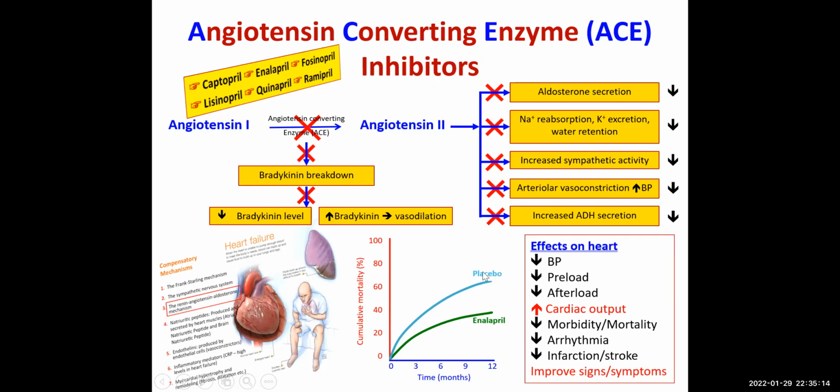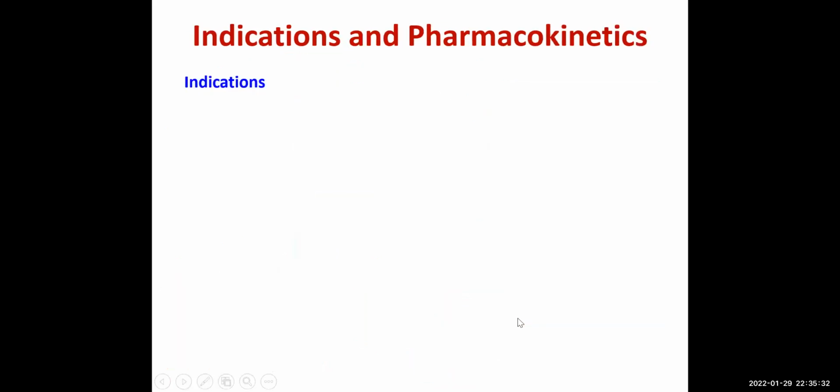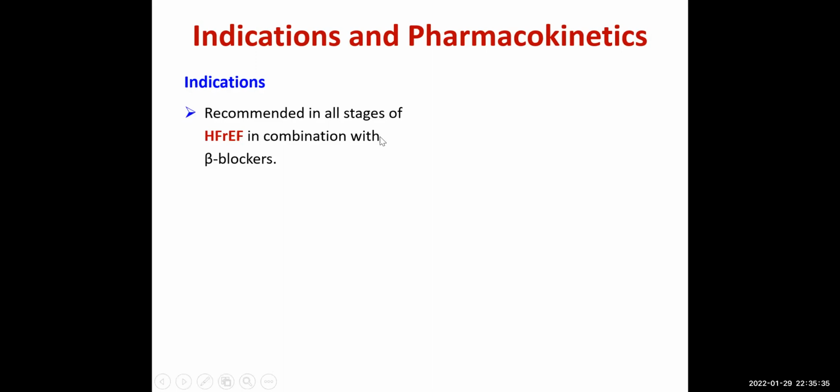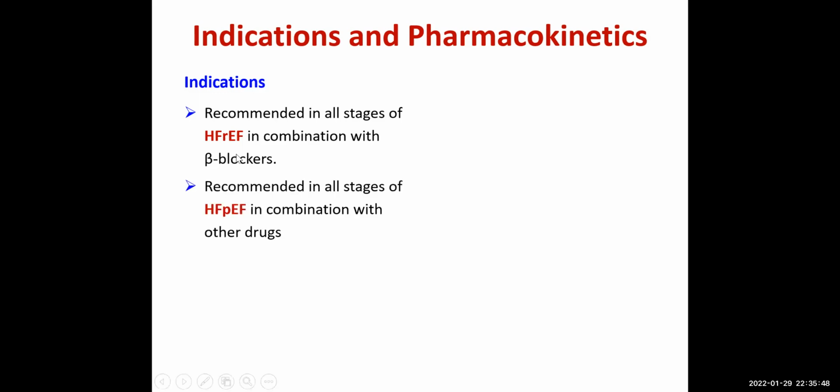So the effects of ACE inhibitors on the heart: decrease in blood pressure, decrease in preload, decrease in afterload, increase in cardiac output. Morbidity, mortality, arrhythmias, infarction, stroke, all these are reduced, all right? Indications: recommended in all stages of reduced ejection fraction in combination with beta blockers, but keep in mind that now we have ARNIs as well, and SGLT2 inhibitors. Recommended in all stages of HFpEF as well.